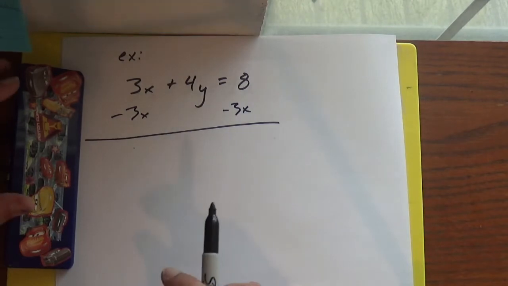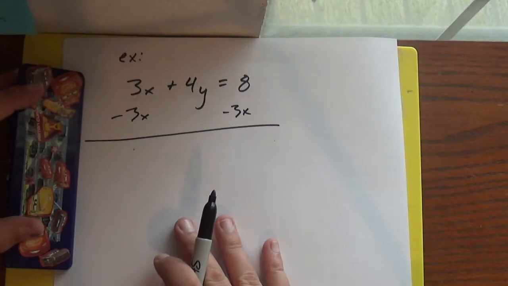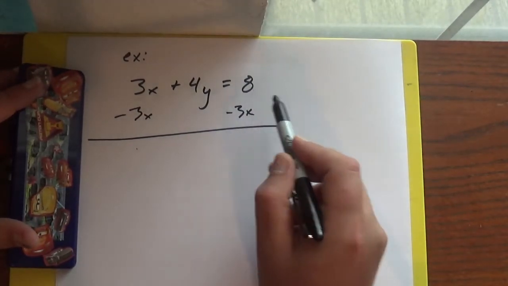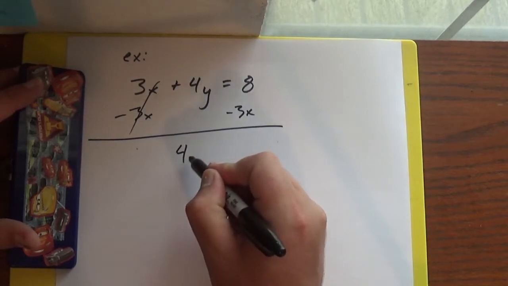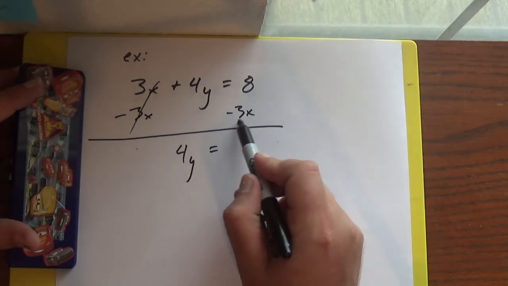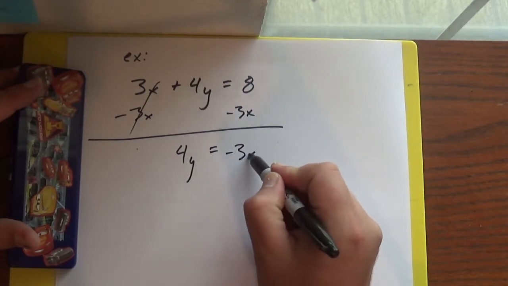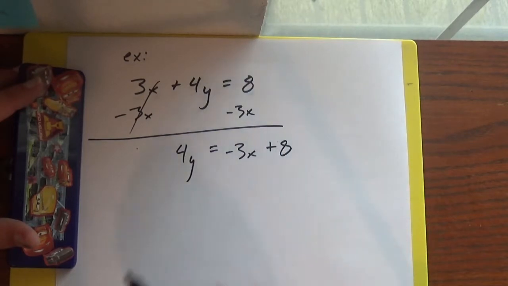Usually in slope-intercept form, the x thing comes first. Numbers and x's don't mix, so I'm just going to move this 8 over. So these are gone. My y comes down. My equals comes down. So I'm going to do the x part first. That's a positive 8, so I'll put plus 8.